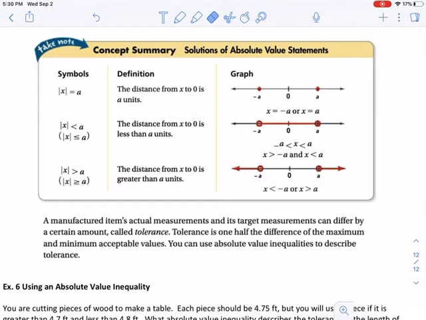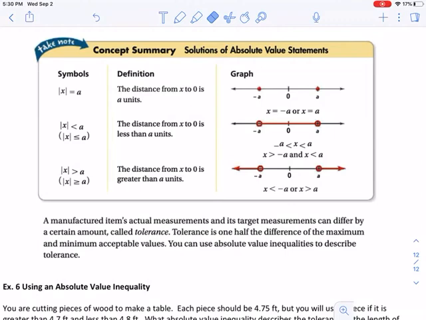If the absolute value of x is greater than a, or the absolute value of x is greater than or equal to a, the distance from x to 0 is greater than a units away. If you are greater than, you're really, really big, which means that you are extending to the infinities, to the positive infinity to the right and the negative infinity on the left.